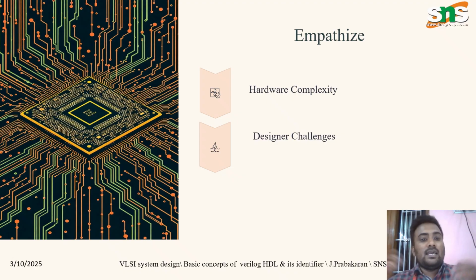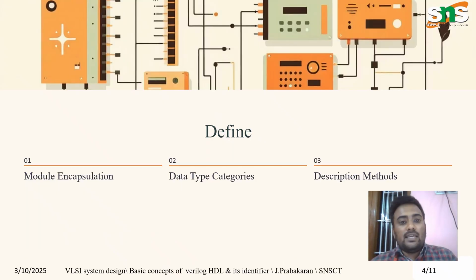Designer challenges: engineers face challenges such as millions of transistors, parallel operation, and strict timing. Verilog simplifies this with abstraction. Important Verilog elements include module, which defines a block of hardware, and port, which means input and output interface, and then wire, which is the physical connection, and then register, represented by reg, which is the storage element.